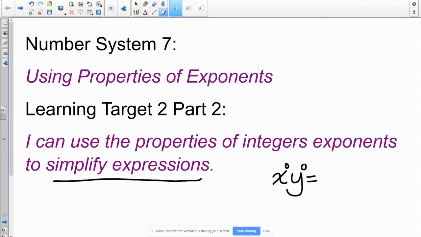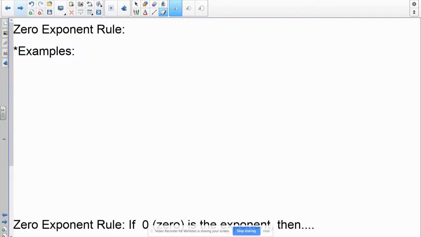And our other one is going to be a power property. So if we have x to the 2nd power and then to the 4th power, that's why we call it the power property, because there are two powers going on here. What would that simplify to? So let's get started with the zero exponent rule. We'll just get started right away with some examples.